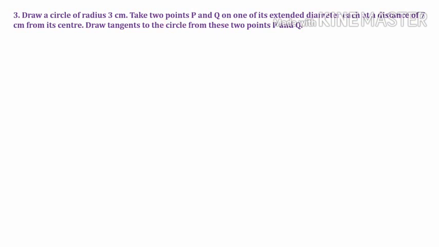Extended diameter means we have to extend on both the sides, each at a distance of 7 cm from its center. So if you take left and right, on the right side 7 cm from the center and on the left side 7 cm from the center. Draw tangents to the circle from these 2 points. Now we have 2 points, one is on the left side, another one is on the right side. So P and Q are the points. From these 2 points we have to draw the tangents to the circle. That is what the question is.